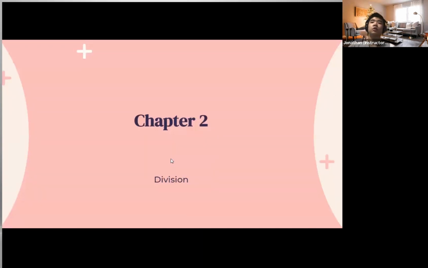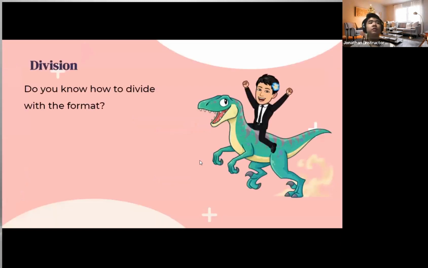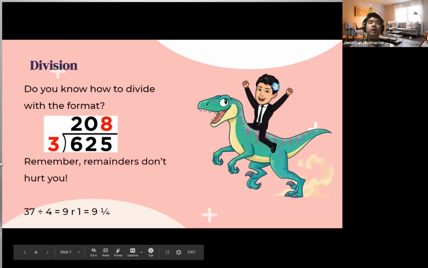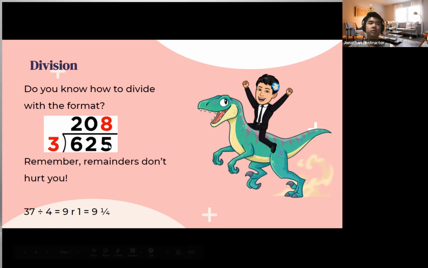And chapter 2, we learned some division. So hopefully you know how to divide using a format like this. You put the big number inside, and then the number you want to divide it by outside, and then you basically divide like normal. And if there are remainders, it won't hurt you. Remainders will exist. For example, 37 divided by 4 is 9 remainder 1, which is equal to 9 1/4. So keep in mind how to divide and what remainders are.